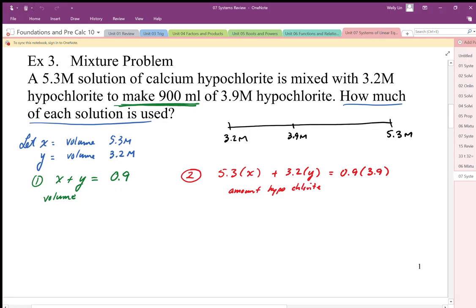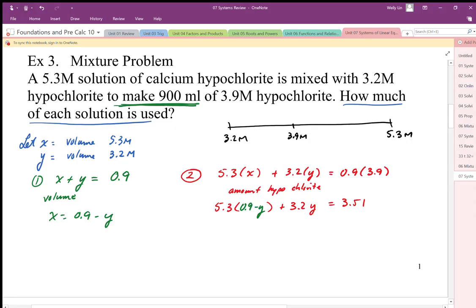So we can take our first equation, solve for x, and then substitute for x in equation 2. So I end up with 5.3 times x plus 3.2y is equal to 0.9 times 3.9. Let's use my calculator for this. 0.9 times 3.9 gives me 3.51 moles of hypochlorite. And then I'm going to replace like for like. The x gets replaced with an equivalent expression of 0.9 minus y.